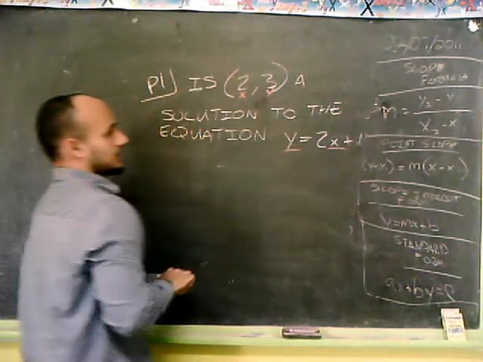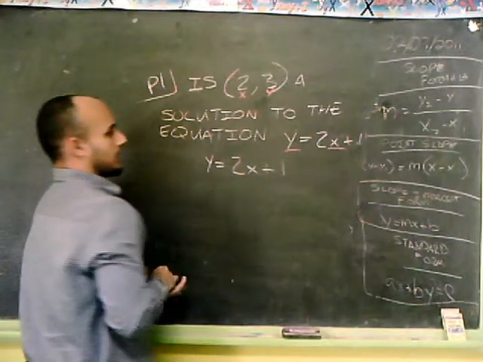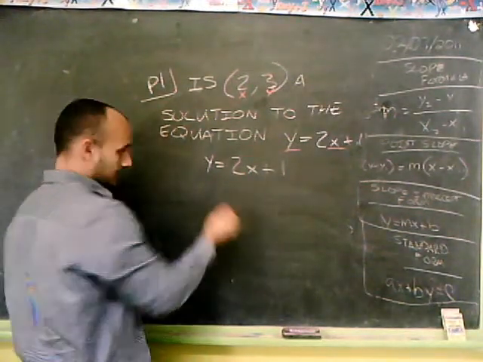Okay, y equals 2x plus 1. Let's see if it works. We're going to plug in x and y to our x and our y. So let's go down and rewrite it. y equals 2x plus 1. What am I going to plug in for y? 3.